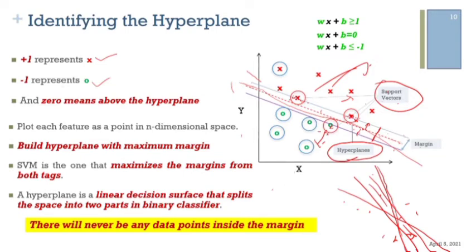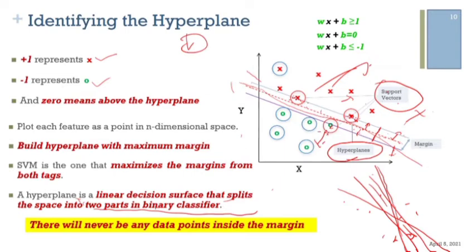We say a hyperplane is a linear decision surface that splits the space into two parts in a binary classifier. So this is the hyperplane. This line in the middle separates them into two parts. Anything to this side is the positive class. This one is negative. The idea is that there will never be any data point inside the margin. It is assumed that there will not be data inside the margin. Even though we will discuss it later, there are special cases where we may have to allow it.